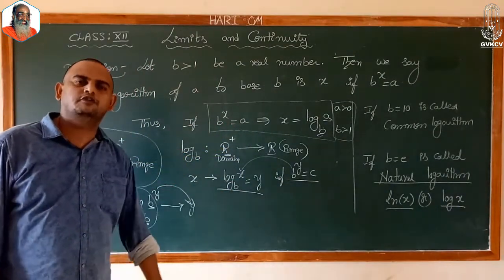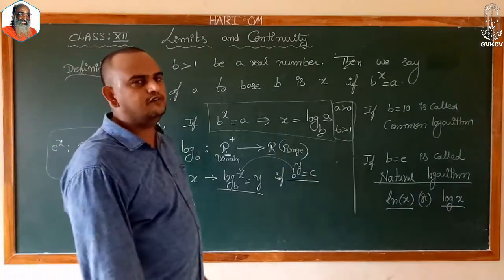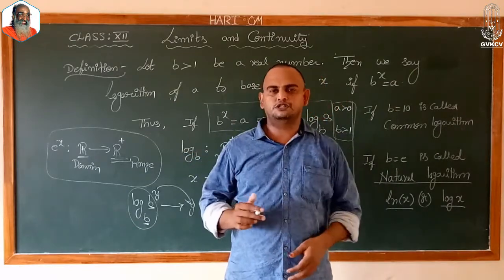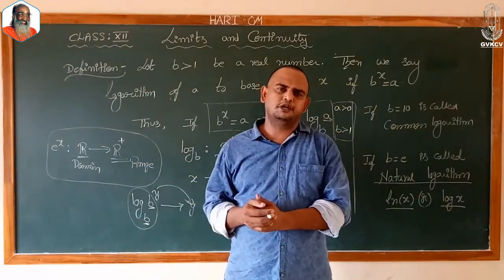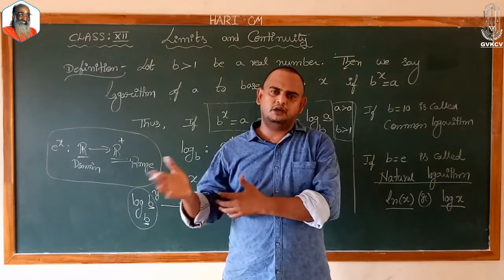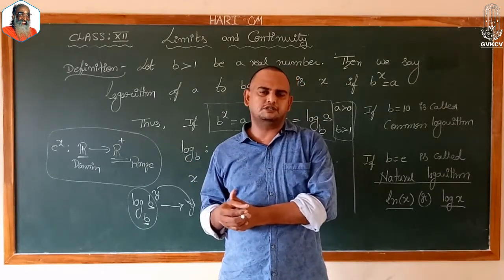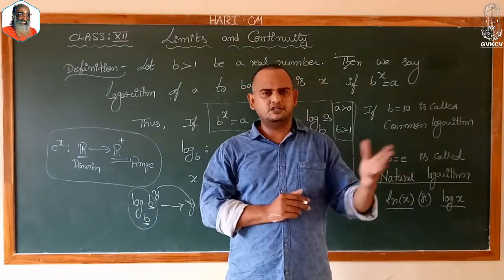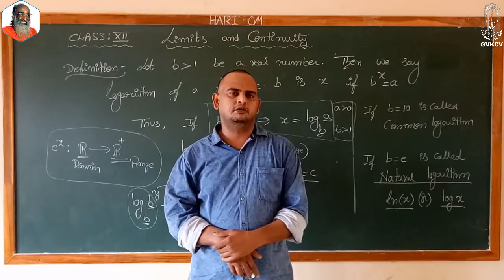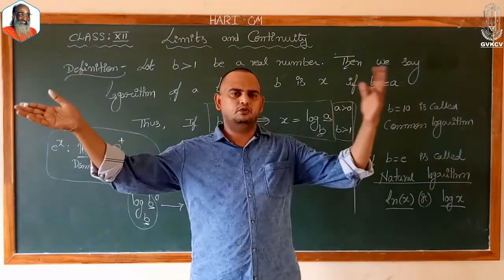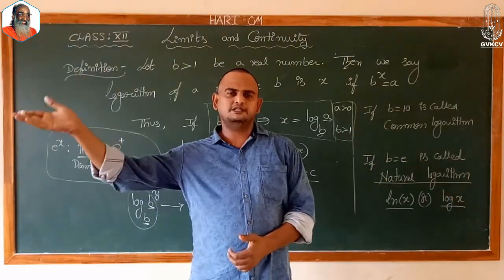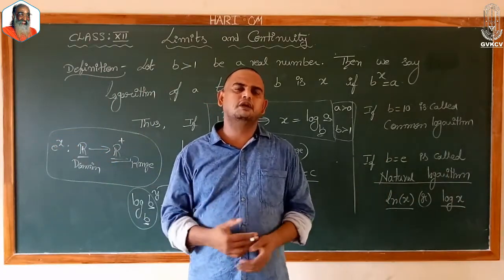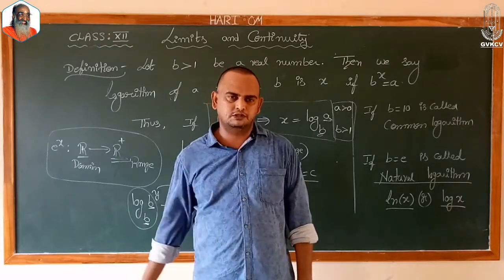Now we see the graph of logarithmic functions. The graph of a logarithmic function is just the opposite of the exponential function. We have seen the graph of exponential functions and some observations. The same will be reversed for the logarithmic function. If the exponential function is positive, the logarithmic function is negative. If there it is increasing, here it is decreasing. Like that, the concept will come. Let me explain those concepts also.